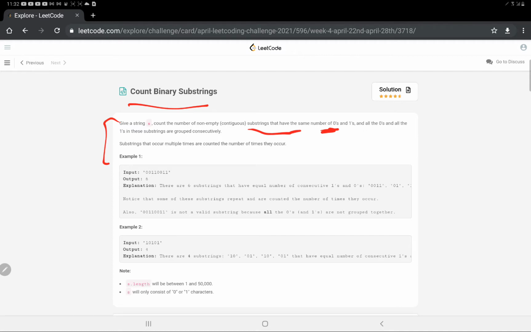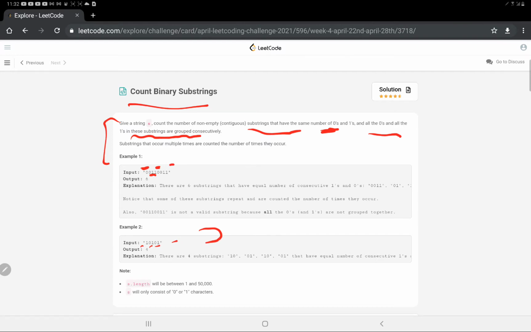The numbers should be the same, and all the zeros and all the ones in these strings are grouped consecutively. That means, if there are two zeros, then two ones, then two zeros, then two ones, like 1 0 1 1 1 0 1 1. I hope that's clear. What does it mean by that?